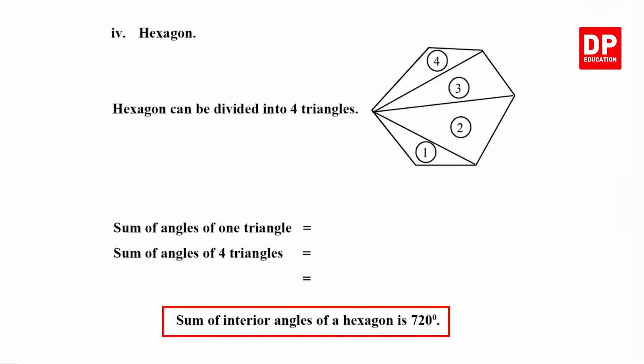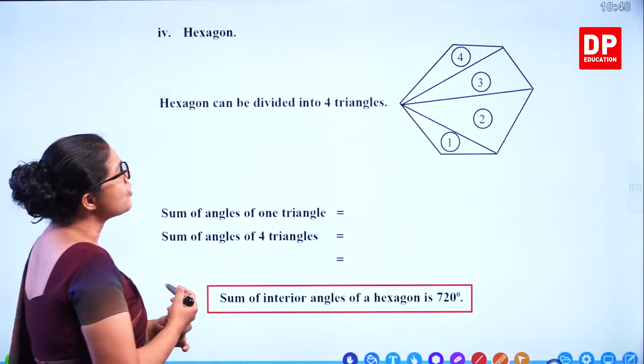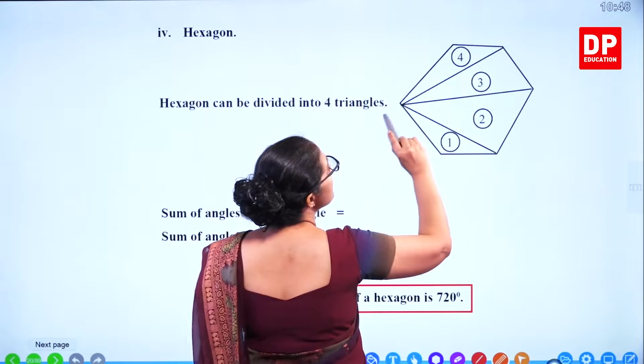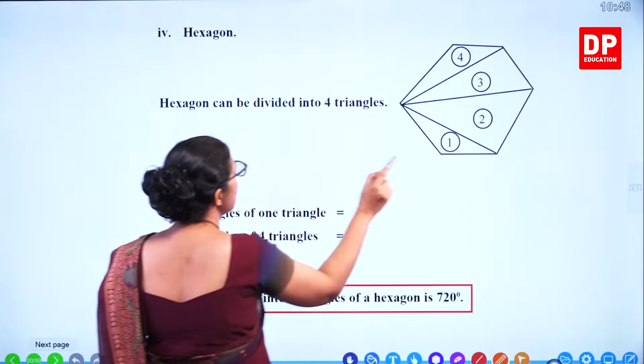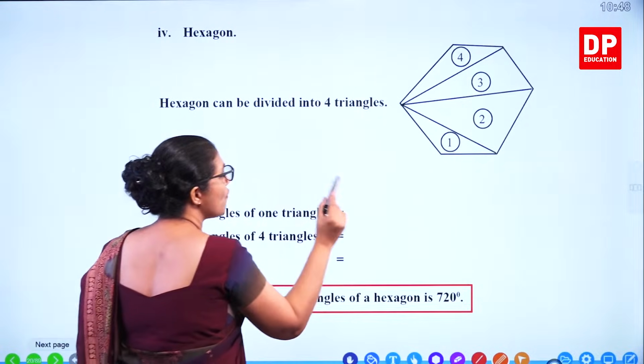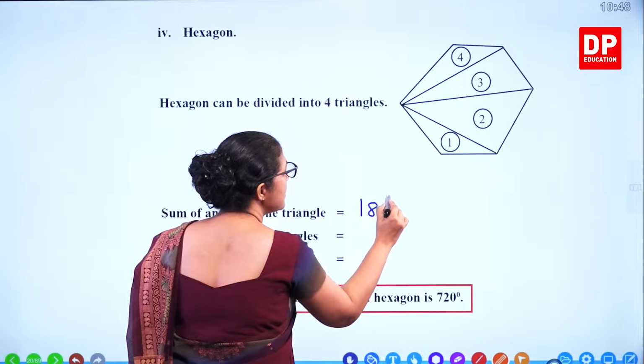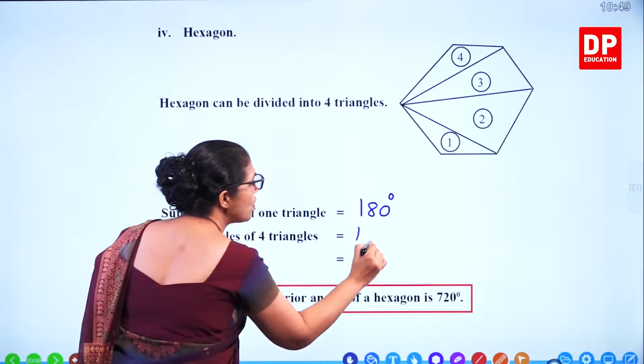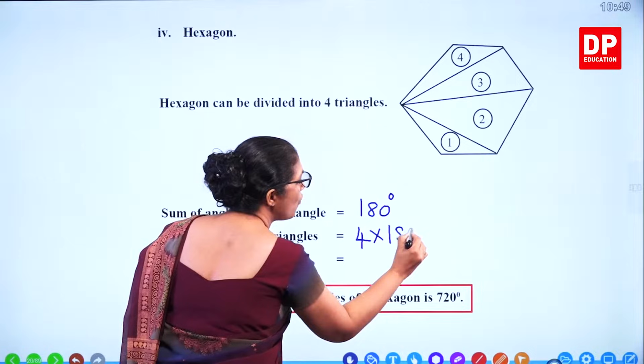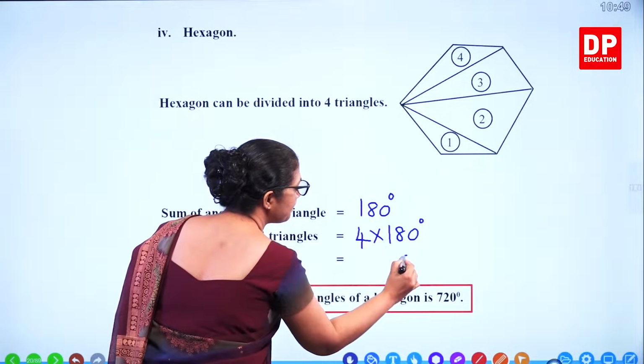Hexagon. How many sides are there? 6. So how many triangles can you get? 4 triangles. The sum of angles of one triangle is 180. So you get 4 triangles like that. So 4 into 180.